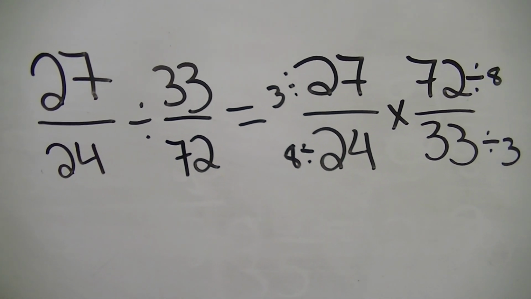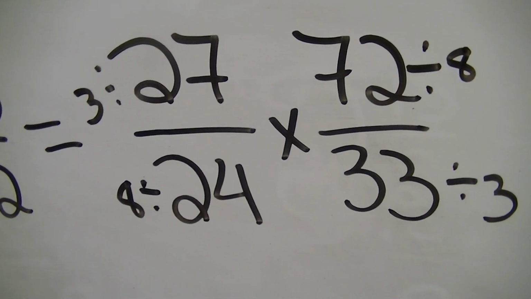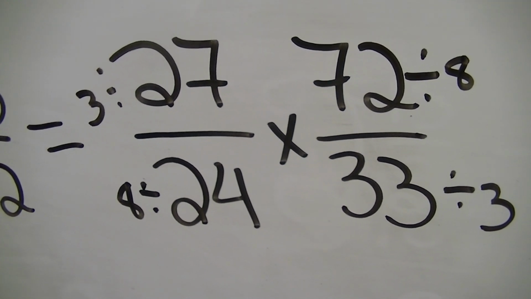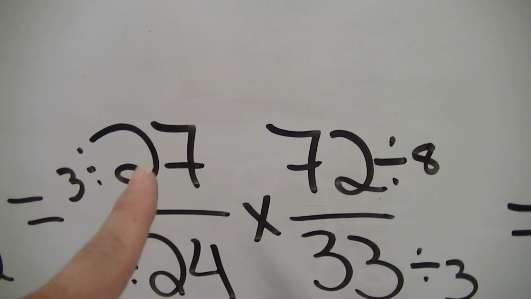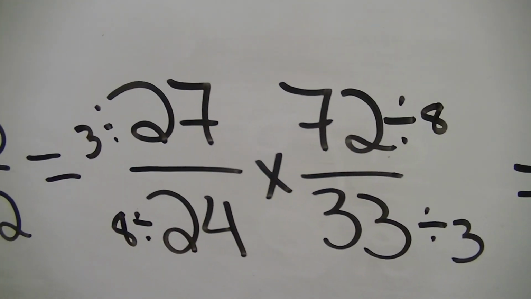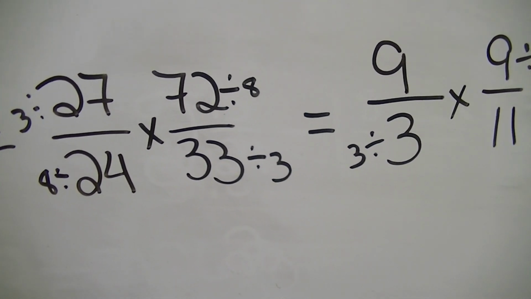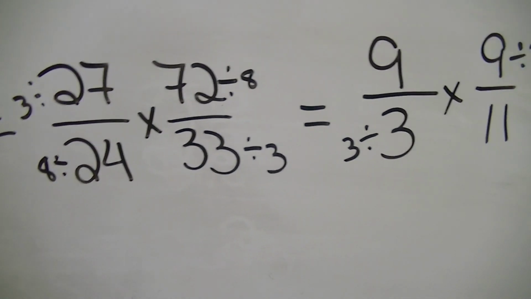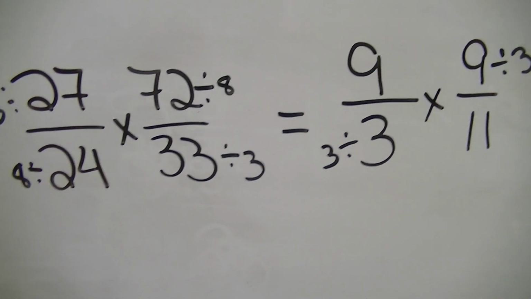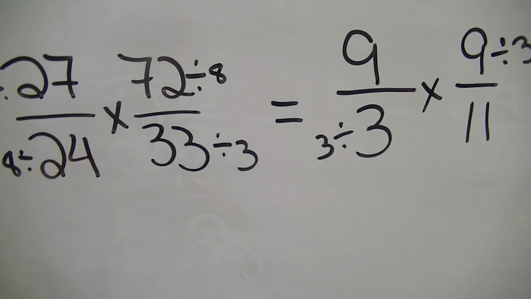And now we gotta look at numbers that go into these, right? So I have 27 and 33, those are both divisible by 3. 72 and 24 are both divisible by 8. So notice I'm going crossways on this. I'm saying this one and this one, both divisible by 3. This one and this one, both divisible by 8. What does that turn into? 27, and how many times 3 go into it? 9. And 8 goes into 24 3 times, so 9 over 3. On the second side, 72 divided by 8 is 9, and 33 divided by 3 is 11.